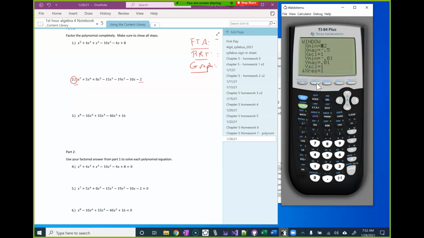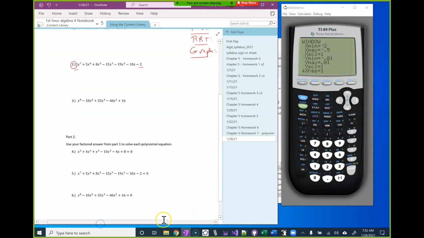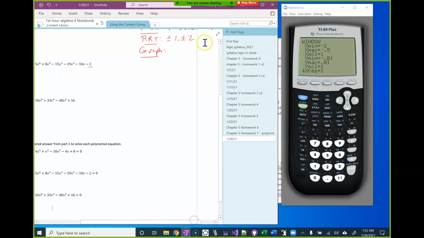So I've typed in my polynomial, and I'm going to reset my window. Since my RRT list goes from the smallest value of -2 to the biggest value of +2, I'm going to set my x-min and x-max to reflect that, but a little bit past -2 and a little bit past +2, because if there's a bend or a bounce going on at -2 or +2, I want to be able to see that. And then I usually set my y-min and y-max at -3 and +3. And now I'm going to hit graph and take a look at what I see.